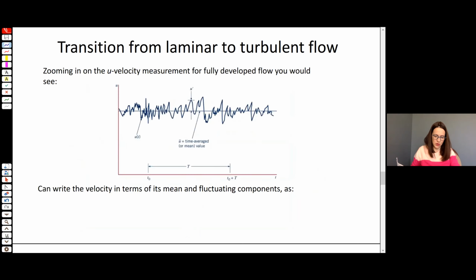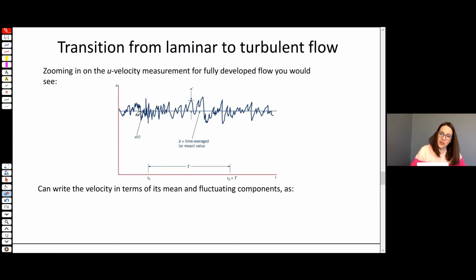If we were to zoom in on the turbulent regime, so we've got a very high flow rate through the pipe, and we're in the turbulent flow regime, and now we look at the velocity, u, the axial velocity at a point as a function of time, the signal looks like this, right? It's that chaotic signal that we saw from the previous page.